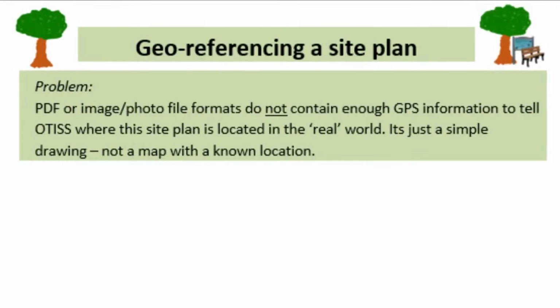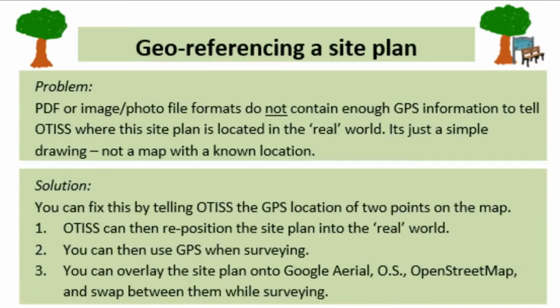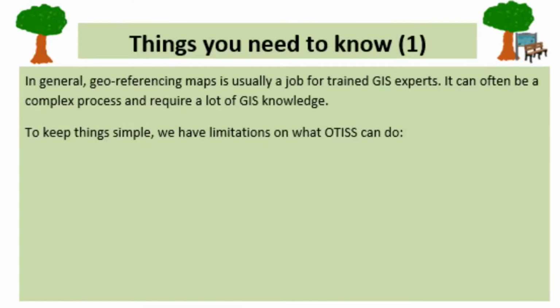The problem is that the PDF does not have enough GPS information to tell OTISS where the site plan is located in the real world. It's just a simple drawing, it's not a map with a known location. We can fix this by telling OTISS the GPS location of 2 points on the map. OTISS can then reposition the site plan into the real world. You can then use GPS when surveying, and you can also overlay the site plan on top of Google and OpenStreetMap survey maps. But first, there's a few things you need to know.